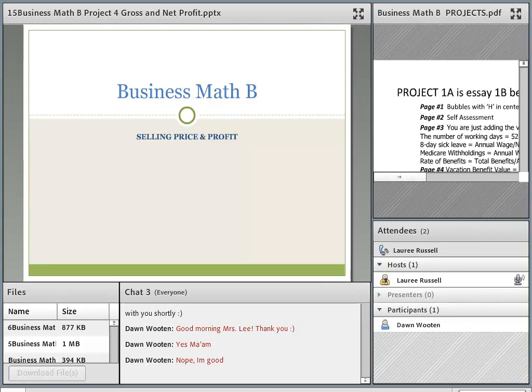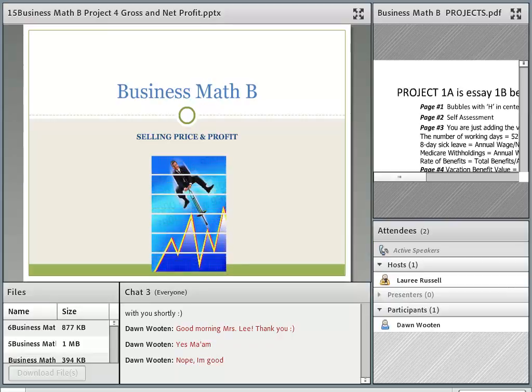Today we're going to be talking about gross and net profit, also the selling price. This you'll find in your Project 4. And yesterday's presentation was on supply and demand. That is a portion of Project 4A also. And a nice little picture of a businessman moving with his selling price and profits.